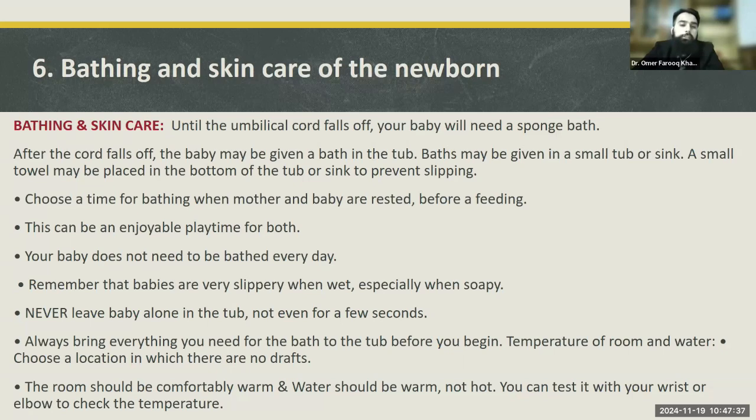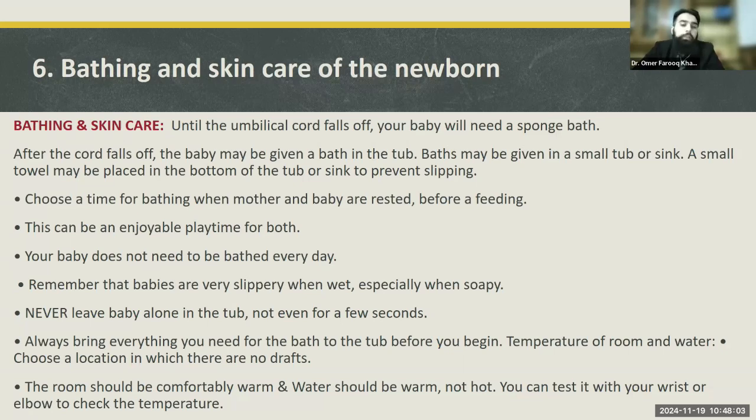Remember that babies are very slippery when wet, especially when soapy. They're very slippery, so you handle with care. You use very firm but soft hands so that the baby does not get hurt, but you do not let the baby fall off from your hands as well. Never leave baby alone in the tub, not even for a few seconds. Never ever.